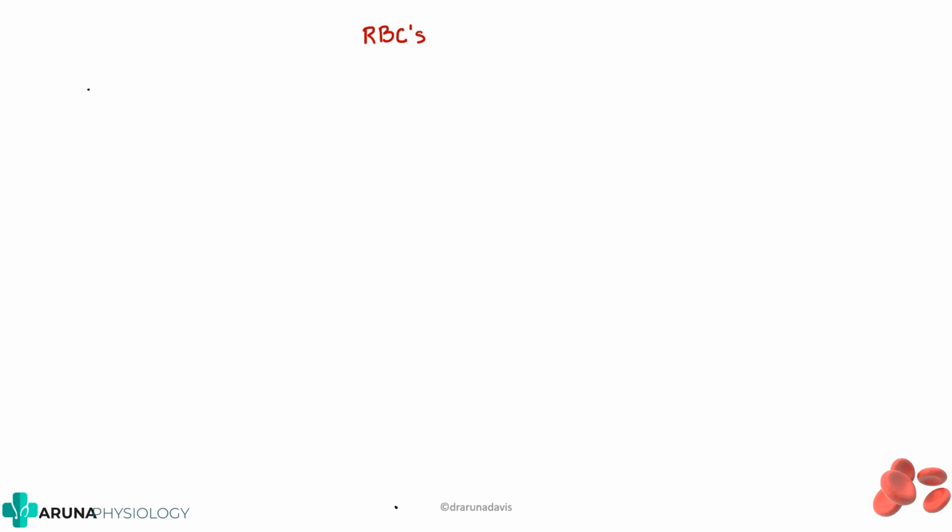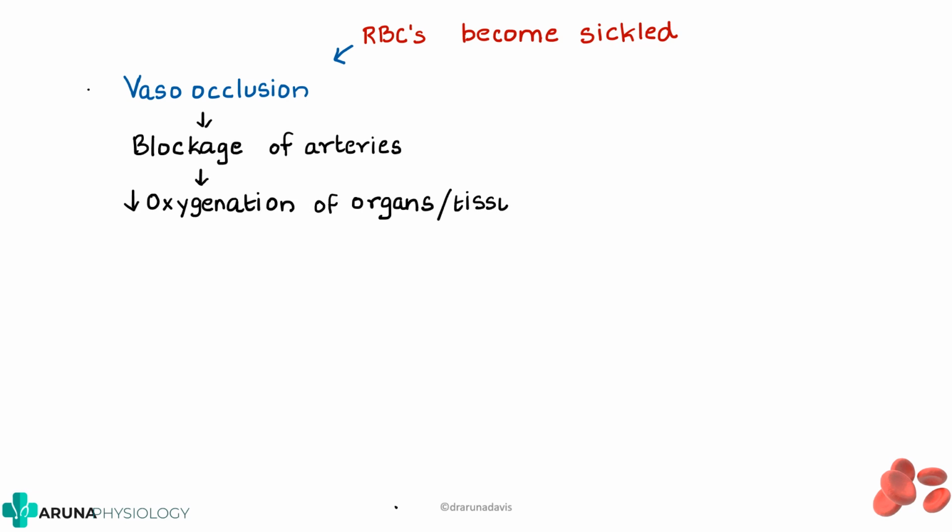So as I said before, in sickle cell disease you've got sickled RBC, and because of that you've got vaso-occlusion. Because the shape is sickled, there can be obstruction to the blood flow. Now this obstruction to the blood flow can occur at any organ. Okay, so that can be blockage of arteries and lead to decreased oxygenation of the organs or tissues. So based on the organ that is affected, the symptom will also change.